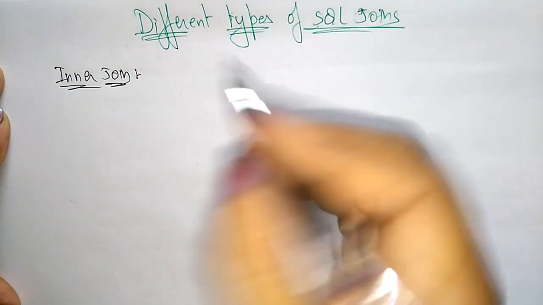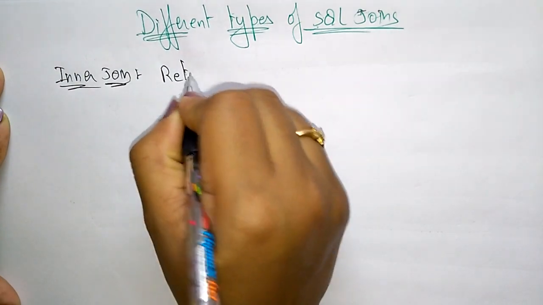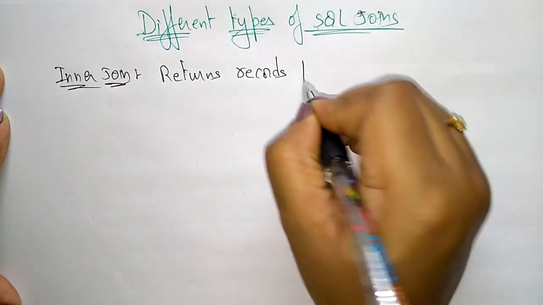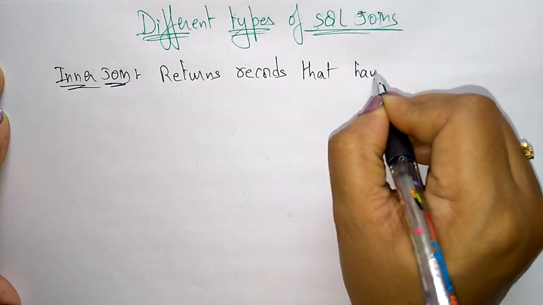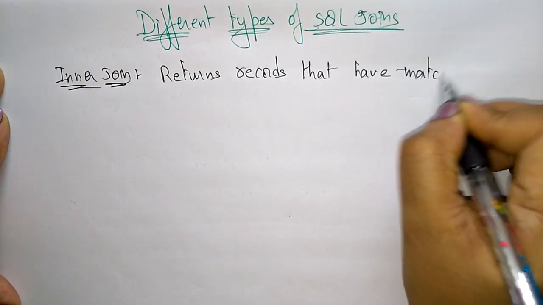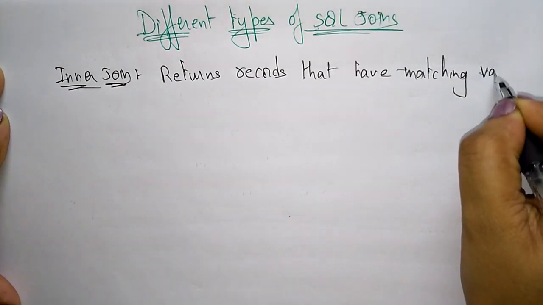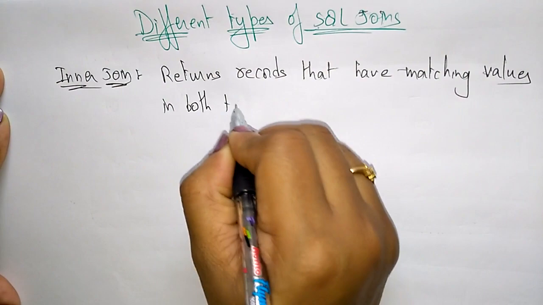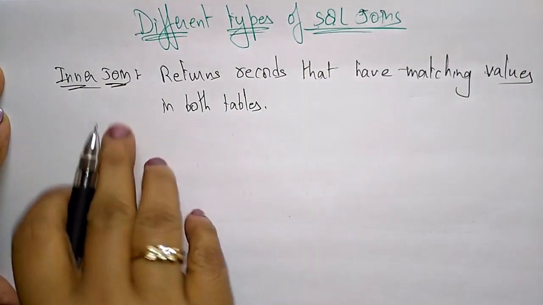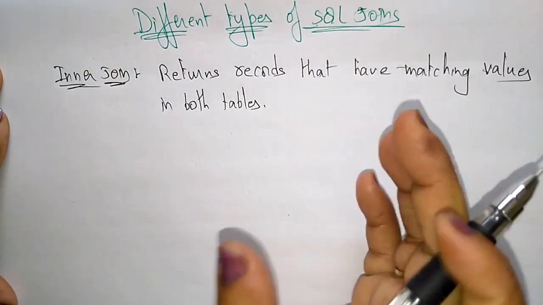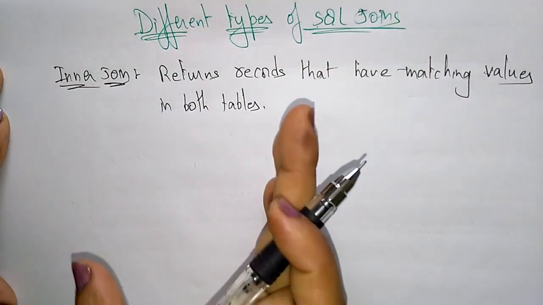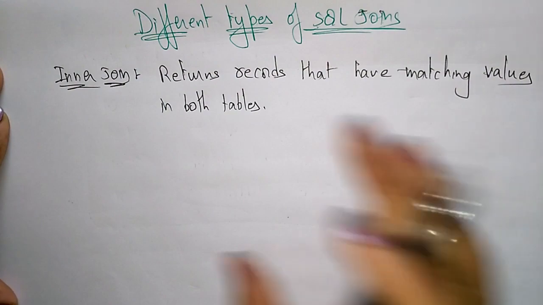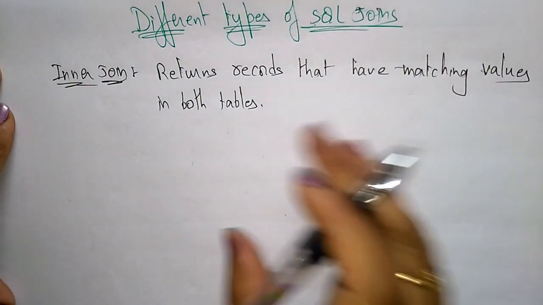So inner join means it returns records that have matching values in both tables. Okay, so inner join means it returns records that have matching values in both the tables. In both the tables, whatever the matching values will be there, those items will be returned in inner join.